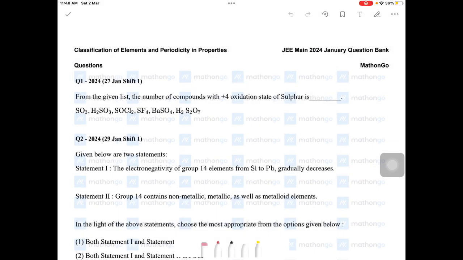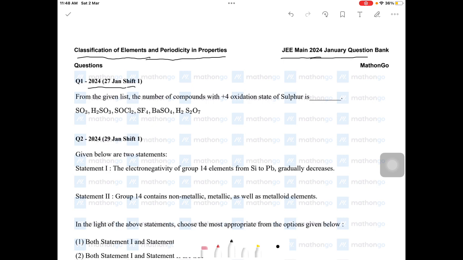Hello students, now I am going to explain JEE Mains 2024 January questions from classification of elements and periodicity in properties. First question.